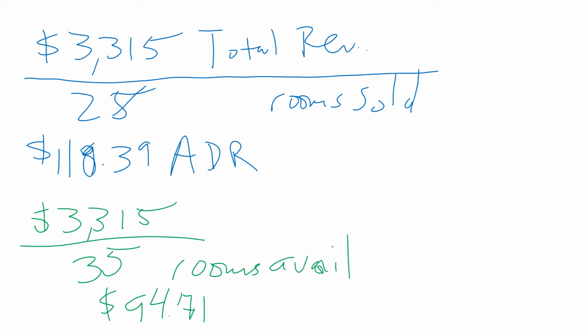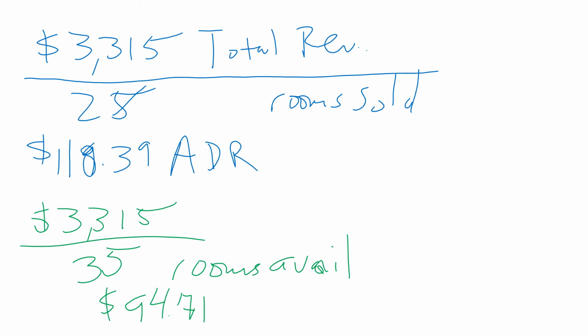Do we see how that works? Which number is almost always going to be lower, ADR or RevPAR? RevPAR. Why? Because it's divided by all the rooms, not just how many went through. Okay.